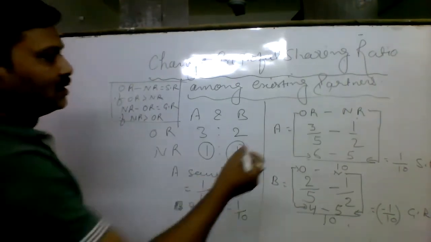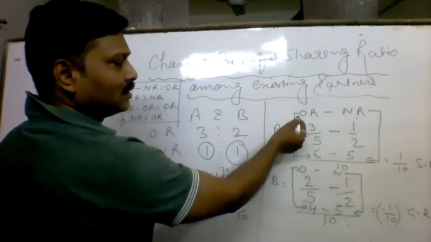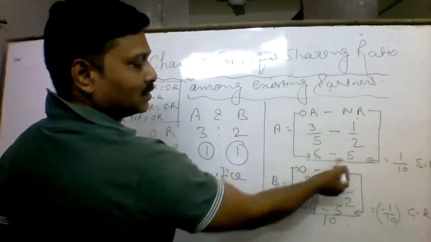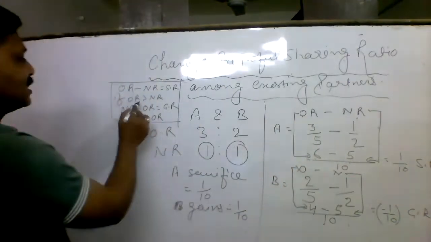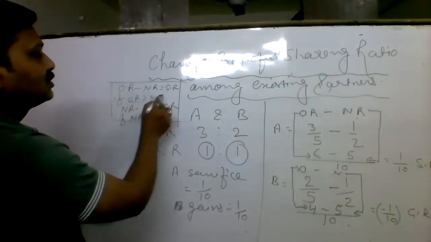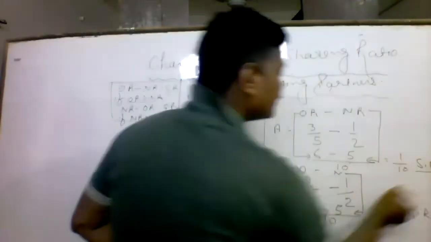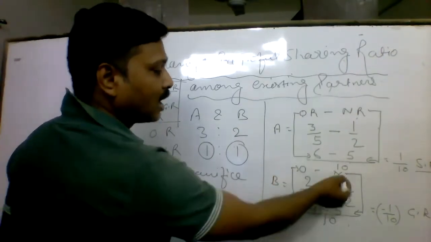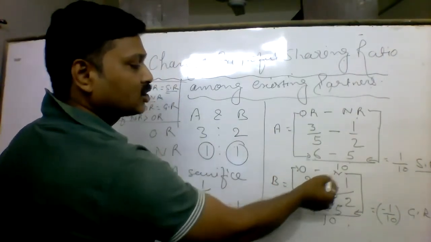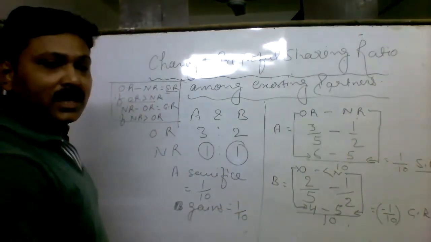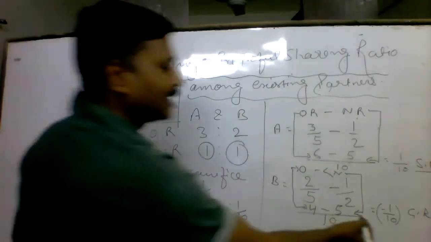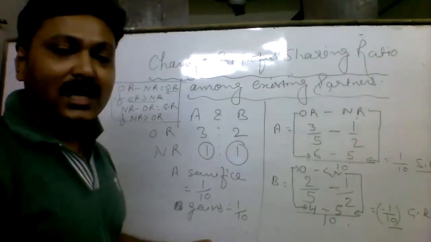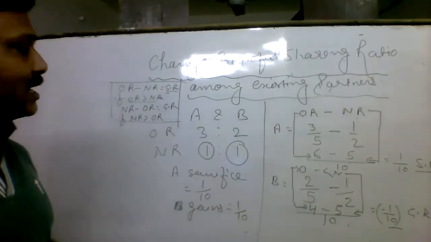You can see here that A was getting 6 earlier and now is getting 5. So here old is more and new is less. If old is greater than new, then it will be sacrificing. Now B: B was getting 4 earlier, now he is getting 5. So B's new ratio is more than the old ratio. So B will get 1/10 more. We can say that B is gaining 1/10, so B is the gaining partner.